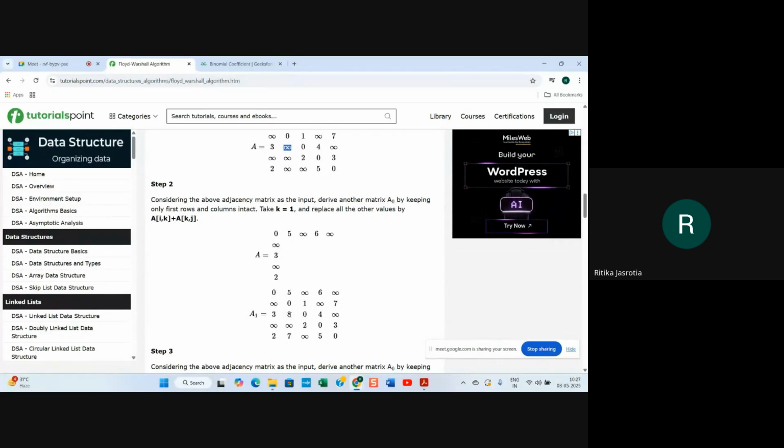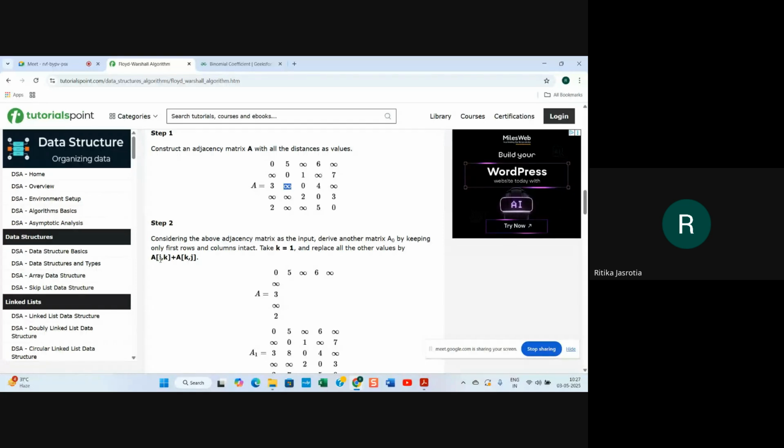I think here it should be infinity only. 8, I don't think so 8 will come, because it is infinity plus 0. 2, 1 is infinity only here. So 2, 1 is infinity, so it will come out to infinity plus 0, which is infinity only. Then the next value is 2, 2, which is 0.